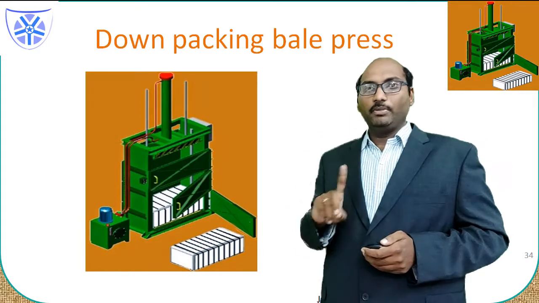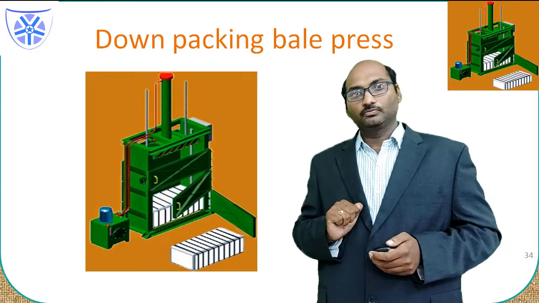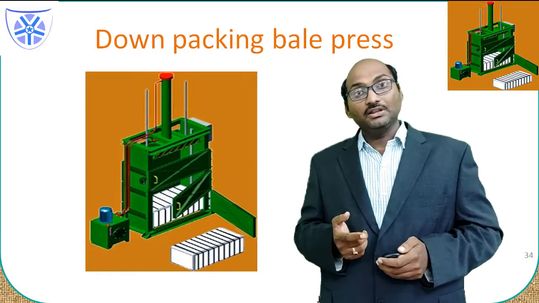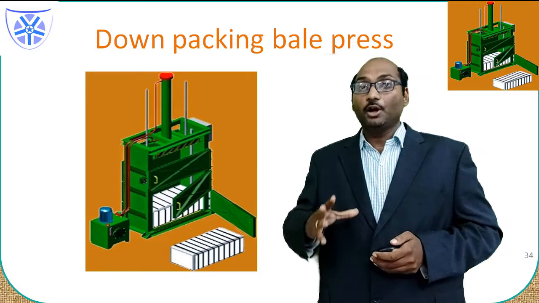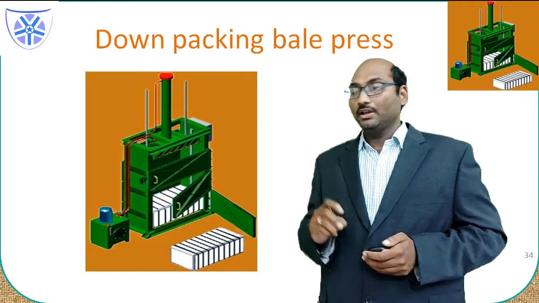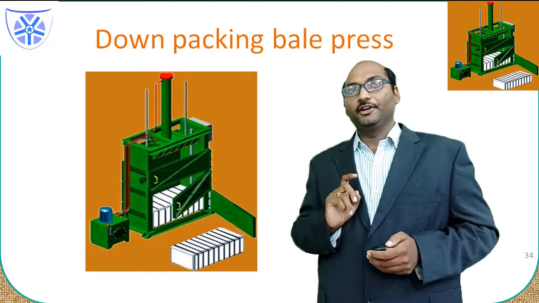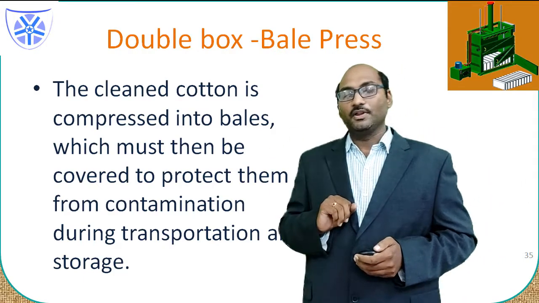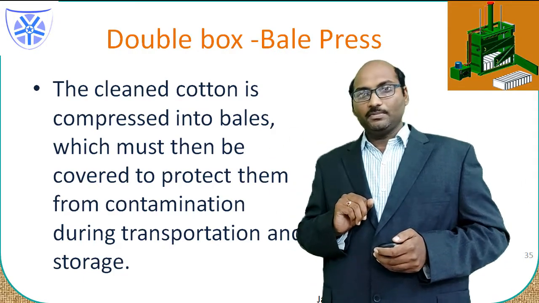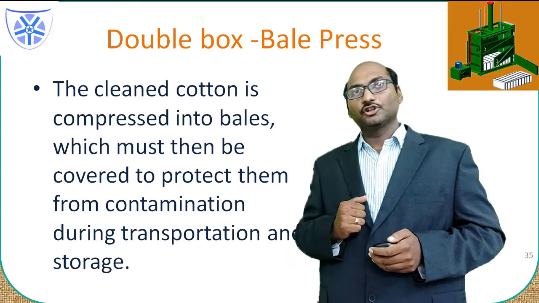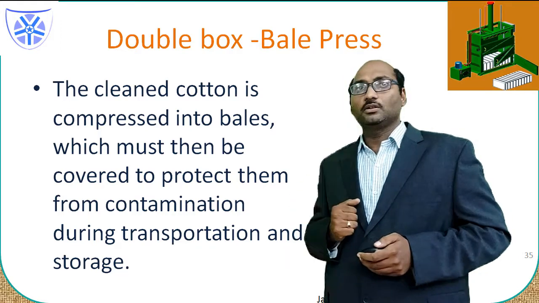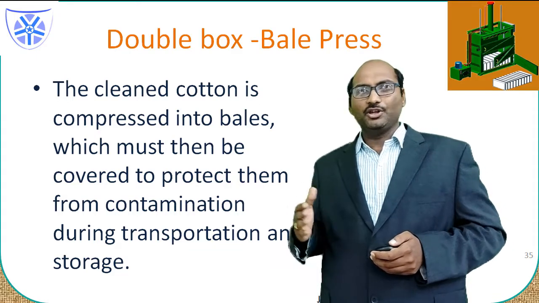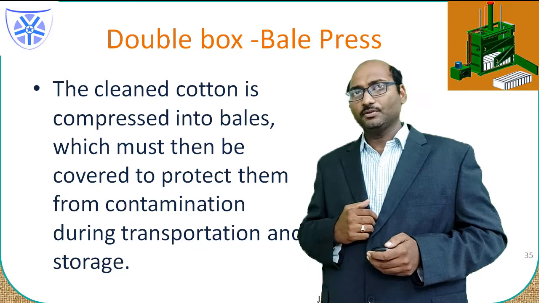Generally, it cannot be completed in a single stage. Of course, in a single stage also it can be done, but the required state of compression may not be obtained with a single type of cylinder. So, that is the reason a double box bale press is used. In this, the cleaned lint from the ginning industry is compressed into bales, which will be covered to protect them from contamination during transportation and storage.